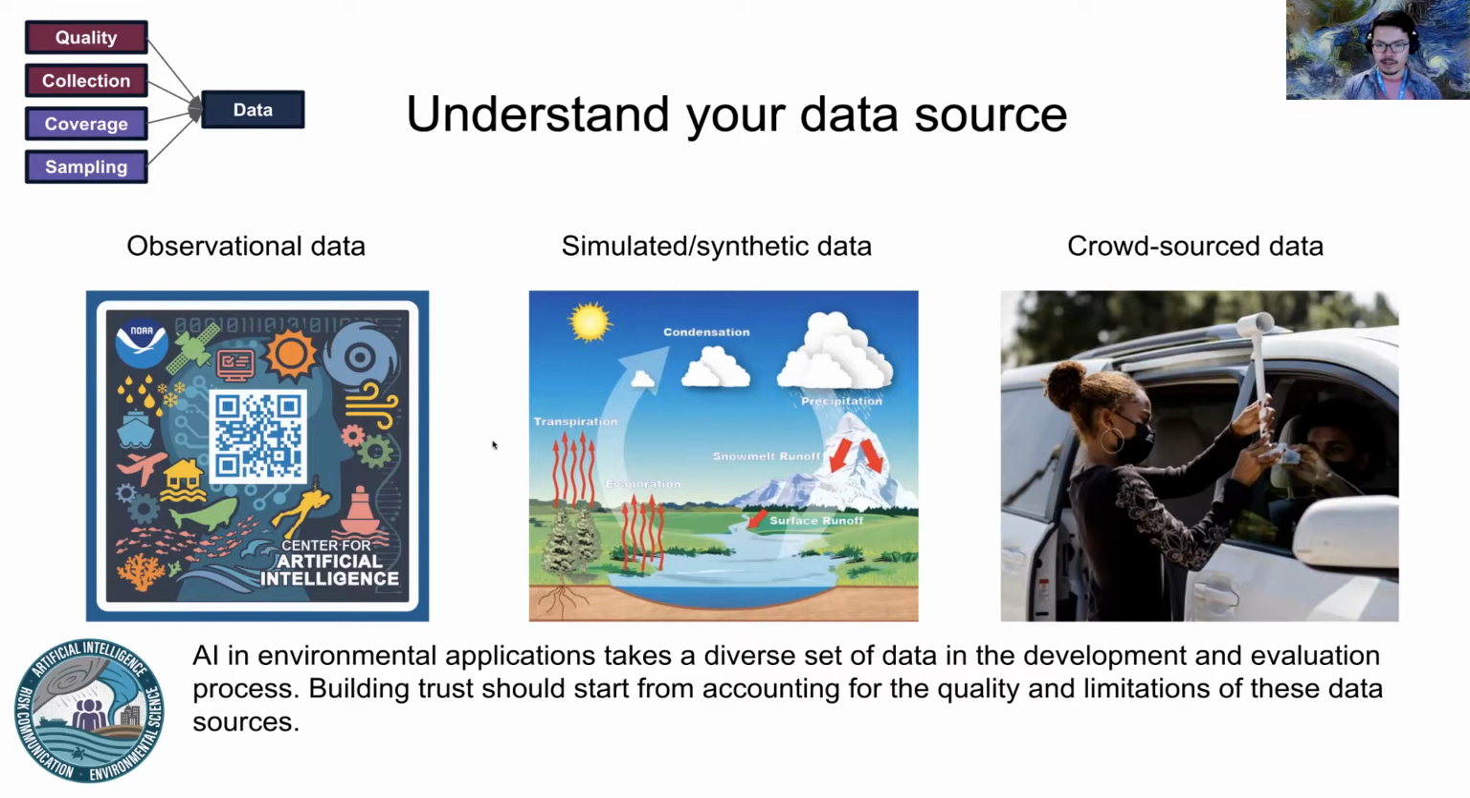So here we separate them into 3 different categories. One is the observational data, and the second one is the simulated and synthetic data. And the last one is the crowdsourced data, which has been used more and more in training and developing a model. And so AI in environmental observations and applications often use these 3 types of data and oftentimes combine them together in a lot of applications. So we're going to go through each category one by one.